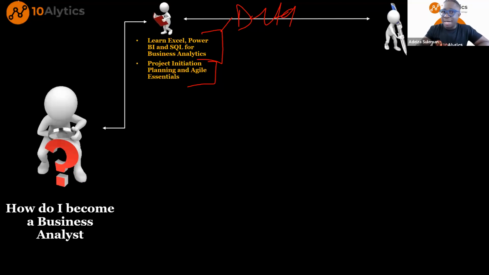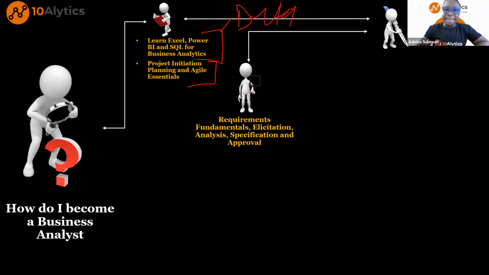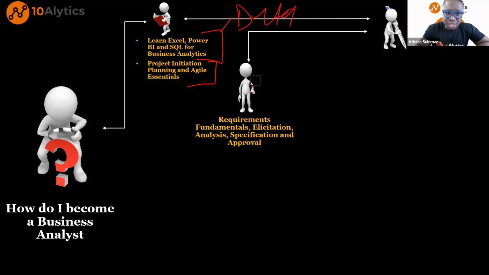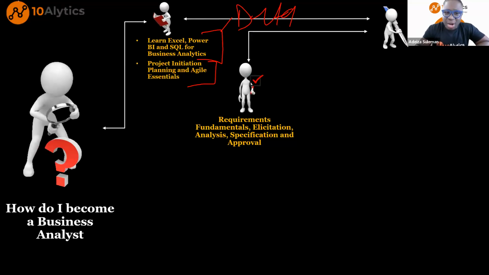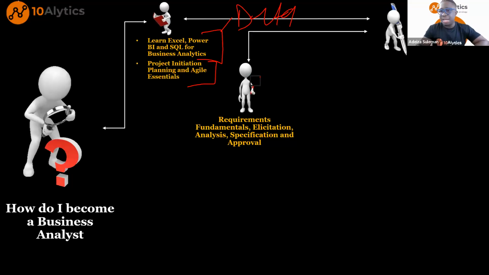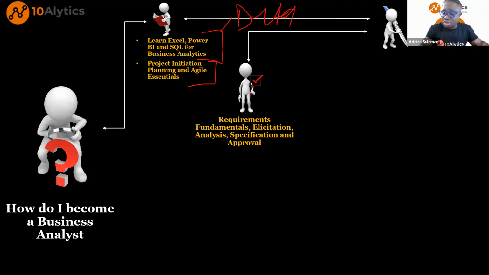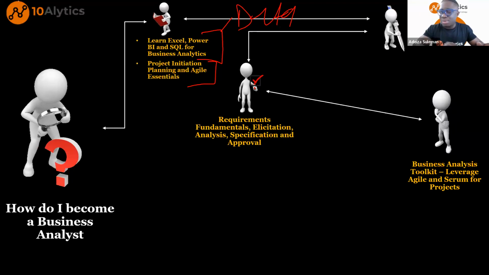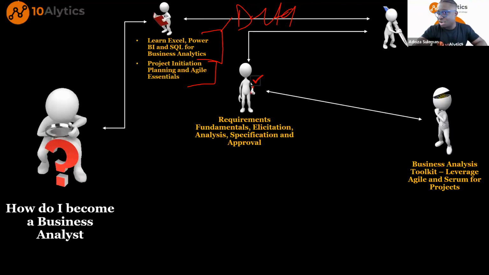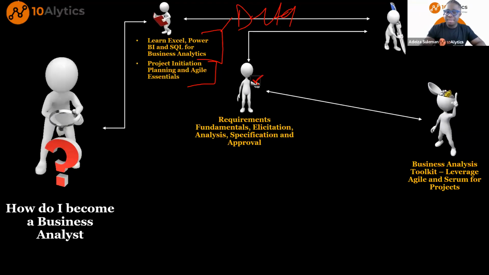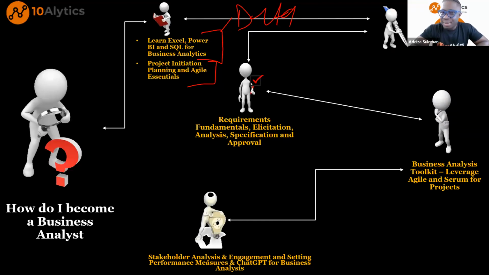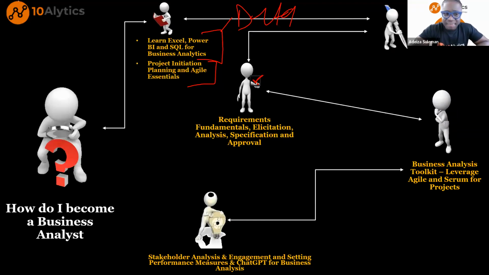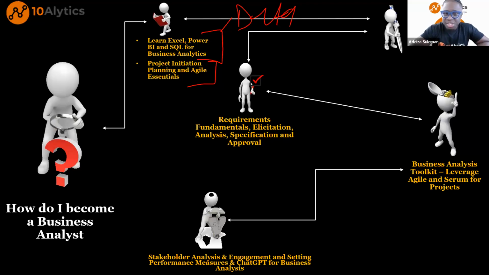Requirements gathering, which is your bread and butter as a business analyst. Requirement fundamentals, elicitation, and requirement analysis, specifications and approval, and so on and so forth. You must know this as well. And then you must know how to leverage Agile and Scrum for projects. You then move to stakeholder analysis and engagement, all right? Setting performance measures.